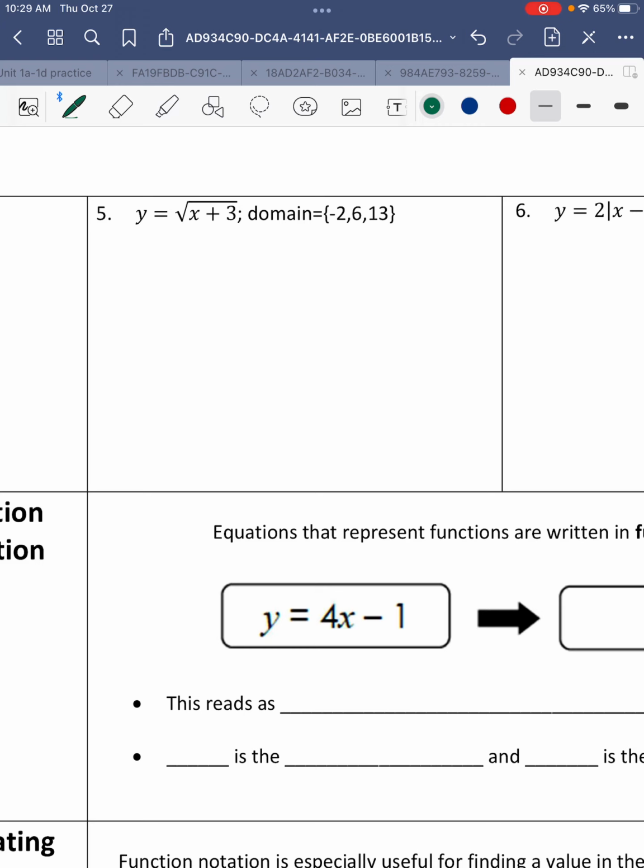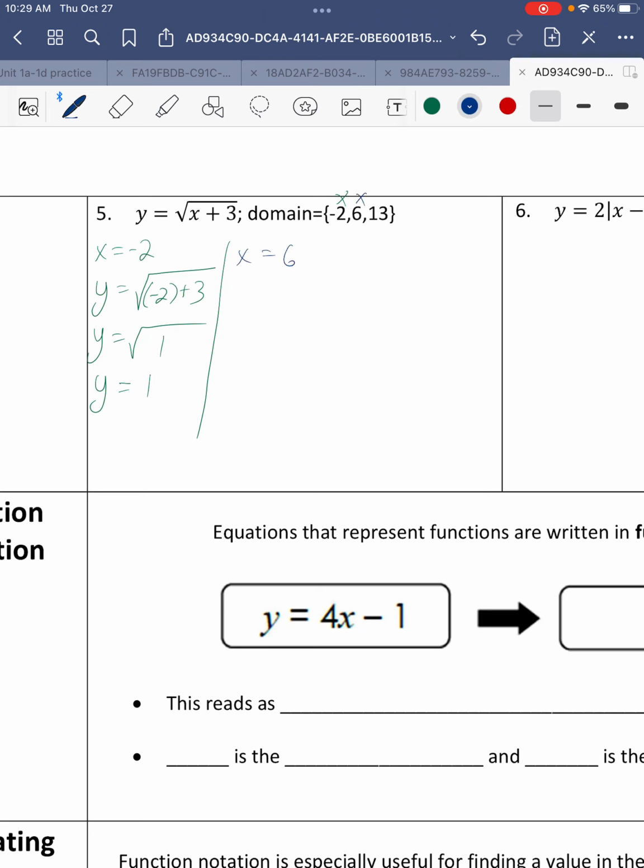On the back, number 5. So for square roots, domain again is x, so we're going to substitute x equals negative 2 in. Y equals the square root of negative 2 plus 3. Negative 2 plus 3, you simplify underneath the square root. It's 1. The square root of 1, what two numbers multiply to equal 1? Well, that's 1. 1 times 1 is 1.